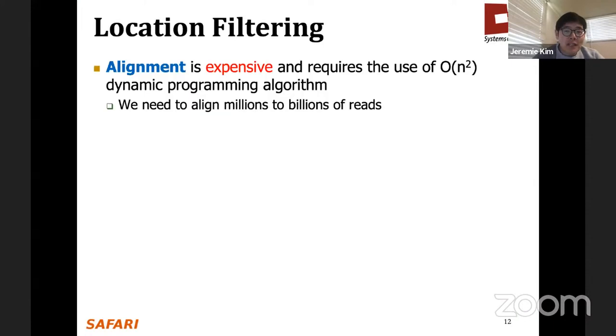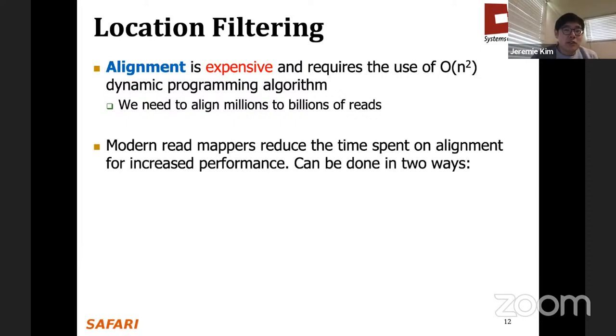So alignment is the algorithm for determining a match between a read and a reference substring. And this is very expensive and requires the use of the dynamic programming algorithm. To give a scale of required computation, a single human can generate millions to billions of reads, and each read results in multiple locations. So you'll have to check many of these locations. Modern read mappers reduce the time spent on alignment for increased performance.